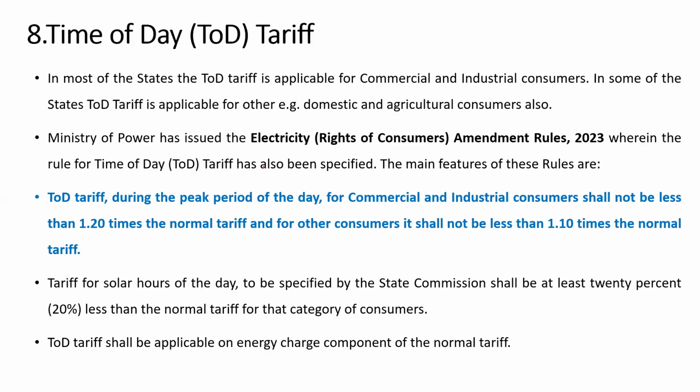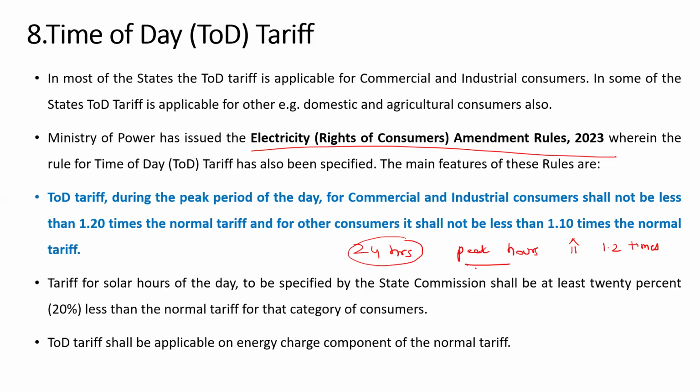That's the only thing. The composition of these things may be called a three-part tariff. Another one here is time of day tariff. According to the Electricity Amendment Rules 2023, they have given some guidelines: for commercial and industrial consumers, it shall not exceed 1.2 times the normal tariff. During the 24 hours of a particular day, we can have some peak hours. During peak hours, if you use electricity, they can impose extra charges on you, that's 1.2 times. During normal hours or solar hours, there are no extra charges. That's the only variation.